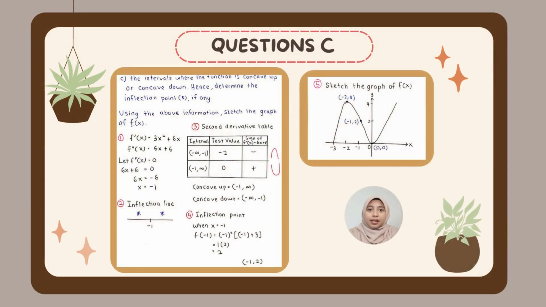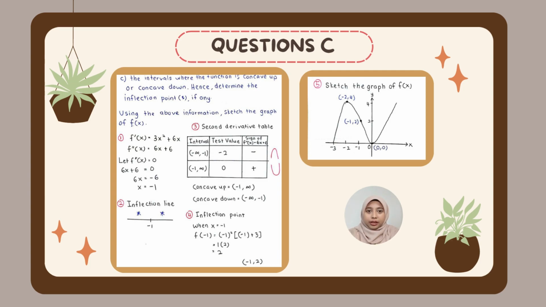For question C, the first step, we must double differentiate the function. So, we will get f double prime x equal to 6x plus 6. To find the x value, we need to let f double prime x equal to 0. So, we will get x equal to negative 1. The second step is we need to sketch the inflection line. Next, we need to sketch the second derivative table using the function that we have double differentiated.